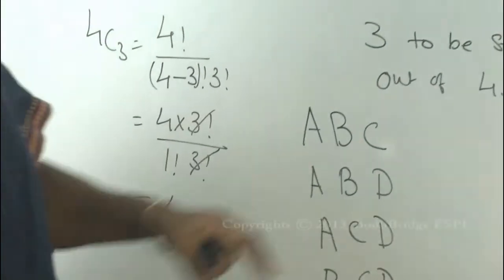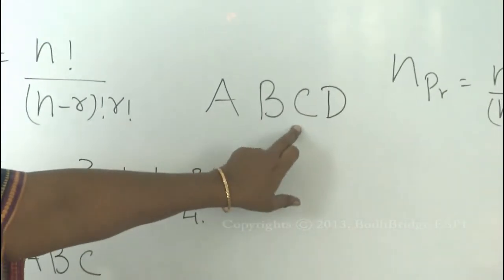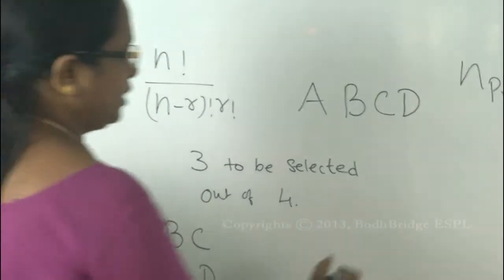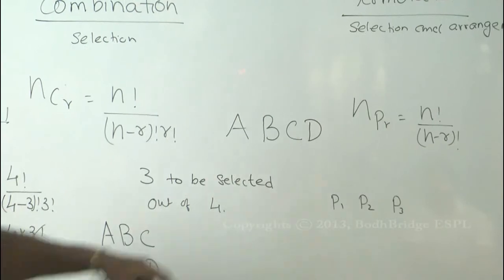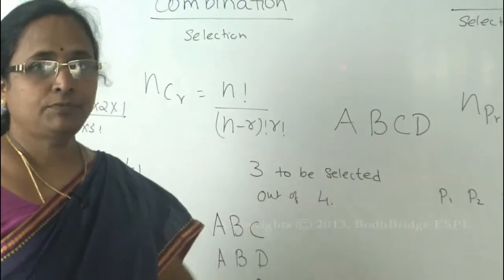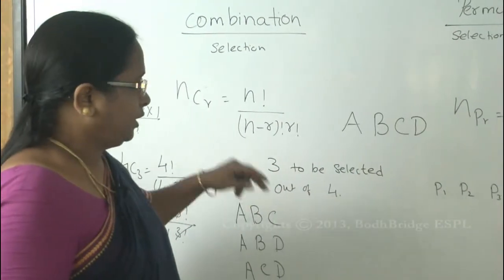Now, when we see permutation, out of 4 persons, 3 are to be taken and arranged. Maybe the 3 prizes are to be given: prize 1, prize 2 and prize 3. The 3 persons are to be taken from these and then arranged for 3 different prizes. Then how many ways are possible?